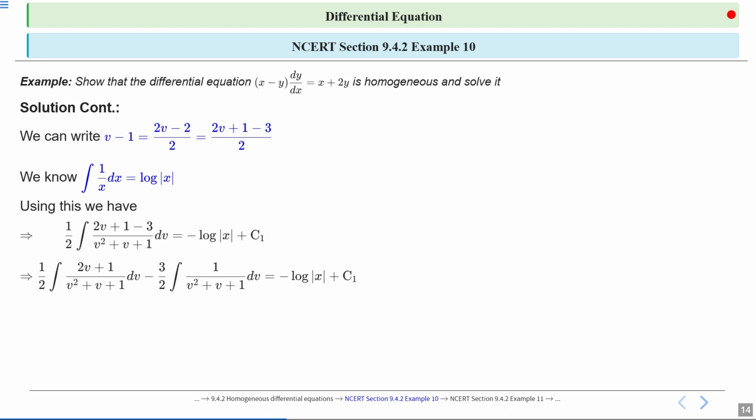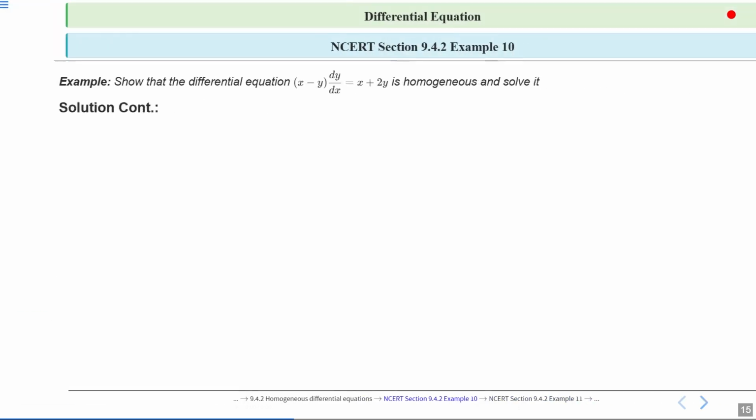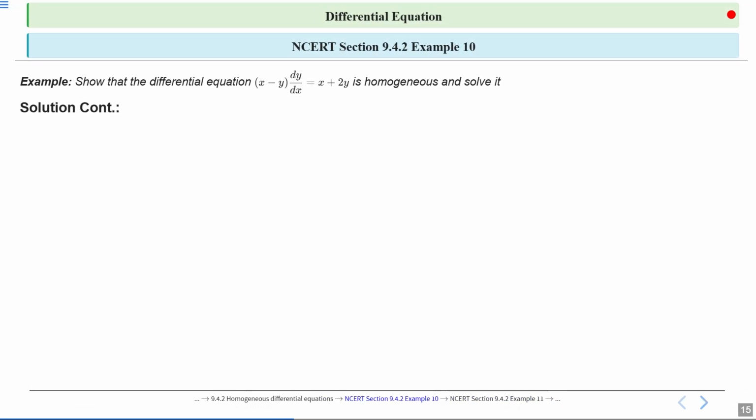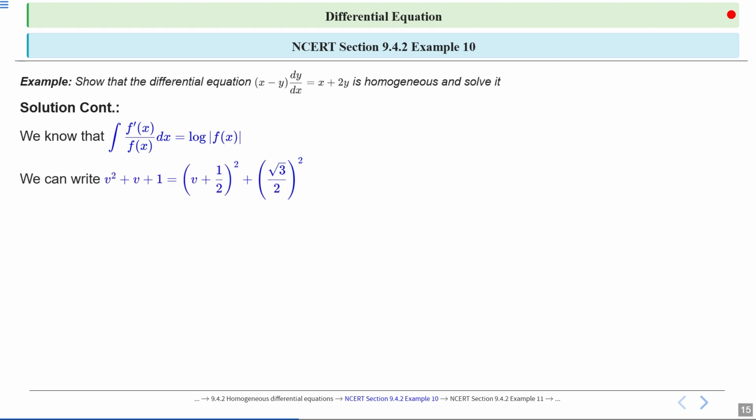So by this algebraic manipulation, v minus 1 is equal to (2v plus 1 minus 3) by 2, we just solve this integral. Now we have to integrate the first term and the second term. As we can see, the first term is of the form f dash x by fx dx, and the integral of this is log mod fx. And for the second term, we can write v square plus v plus 1 using the completing square method. So we get (v plus 1 by 2) whole square plus (root 3 by 2) whole square.